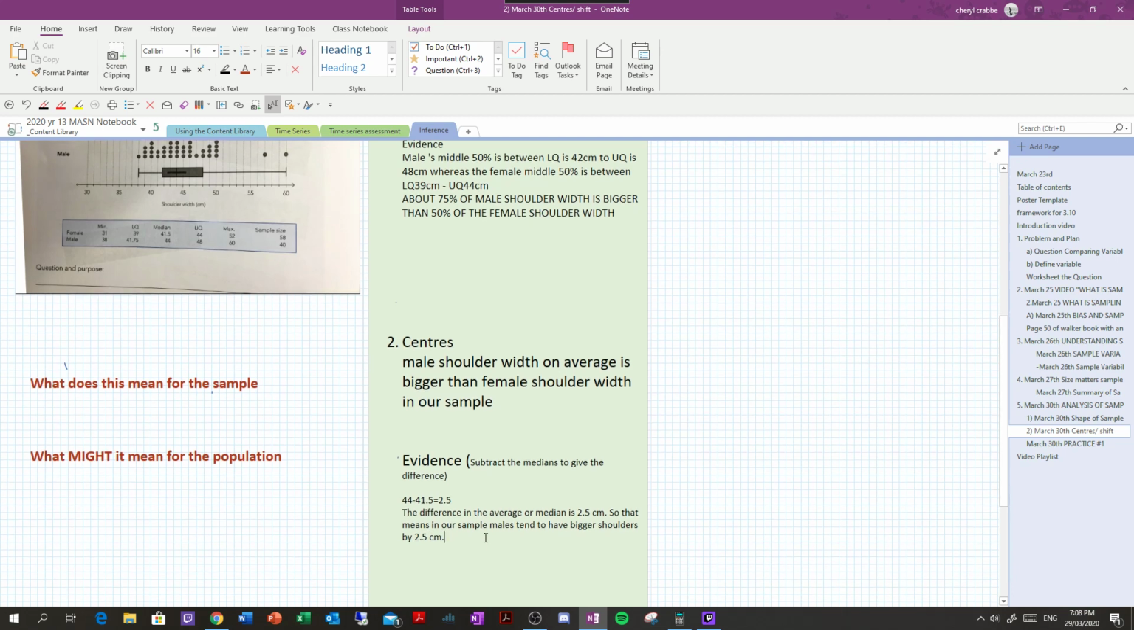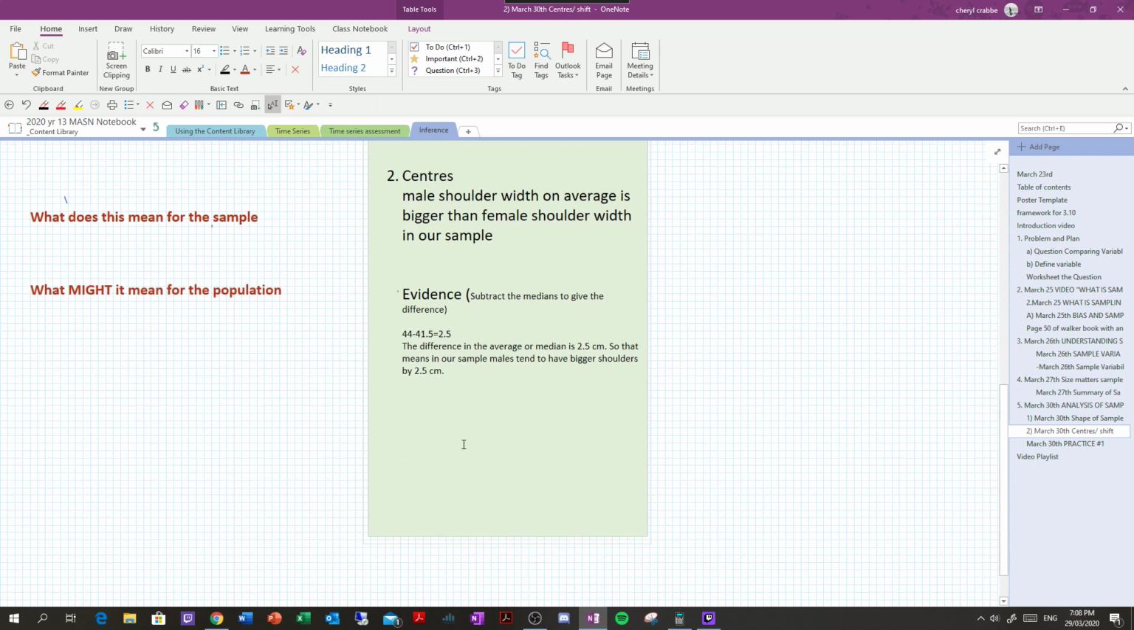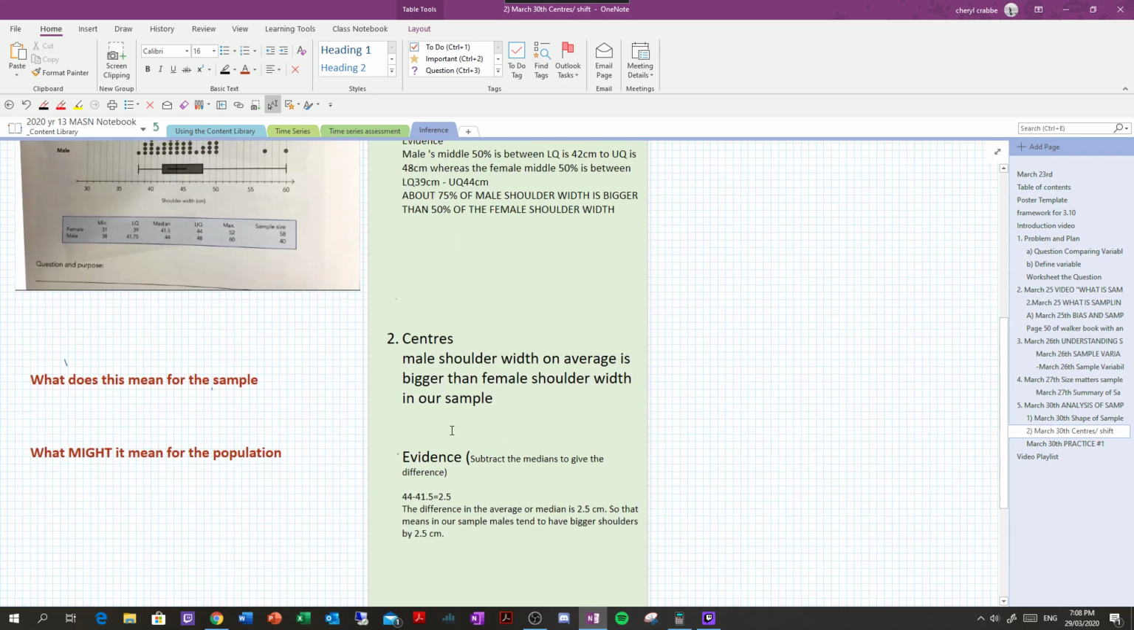Remember, tends is a nice word because it's not an absolute. Not all of them are like that. Just in our sample, it tends to be the case on average. So the difference in the average or median is 2.5 centimeters. So that means in our sample, males tend to have bigger shoulders by 2.5 centimeters.